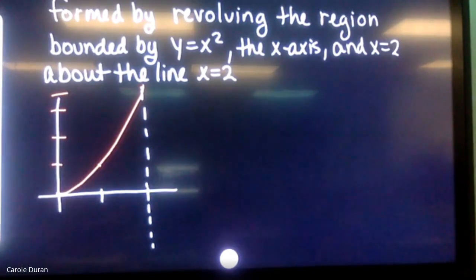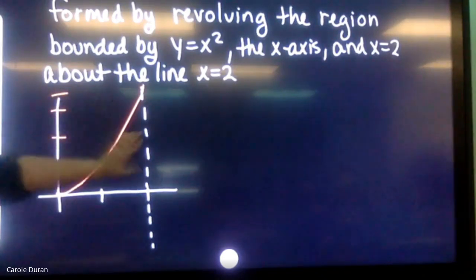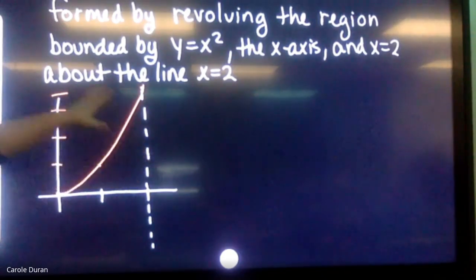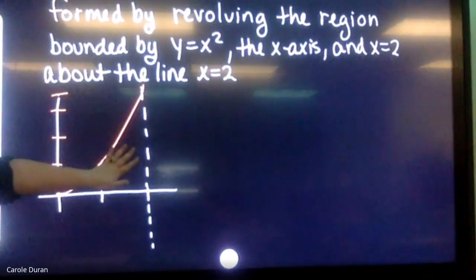This will be vertical, so we will have to change it in terms of y. Good. But we're not there yet. Which section of the graph am I actually rotating? Am I rotating this part, or this part? First part or second part? Second part.